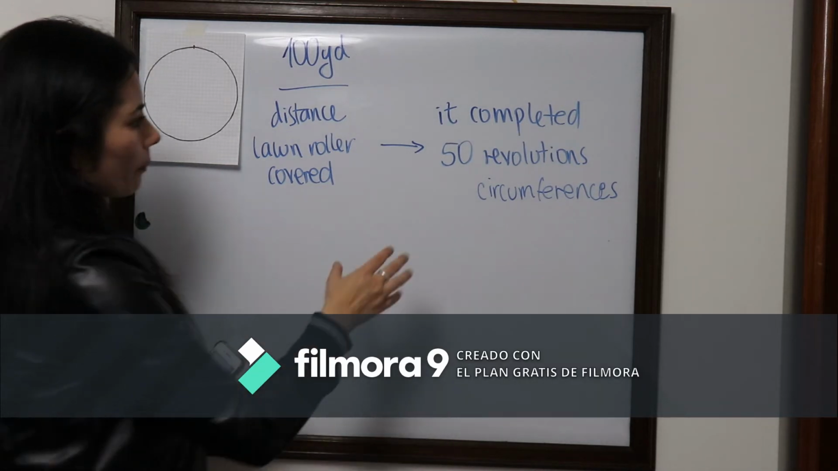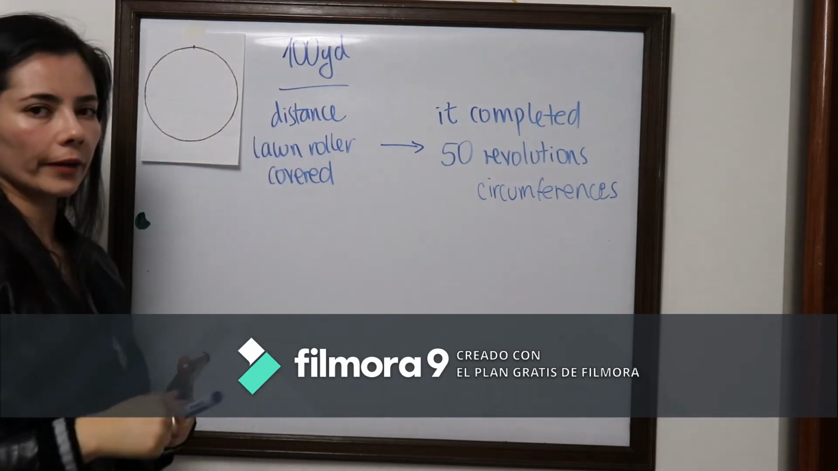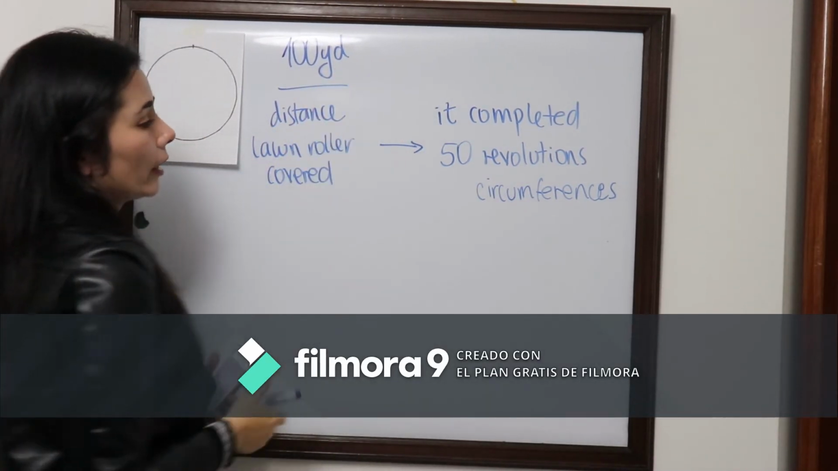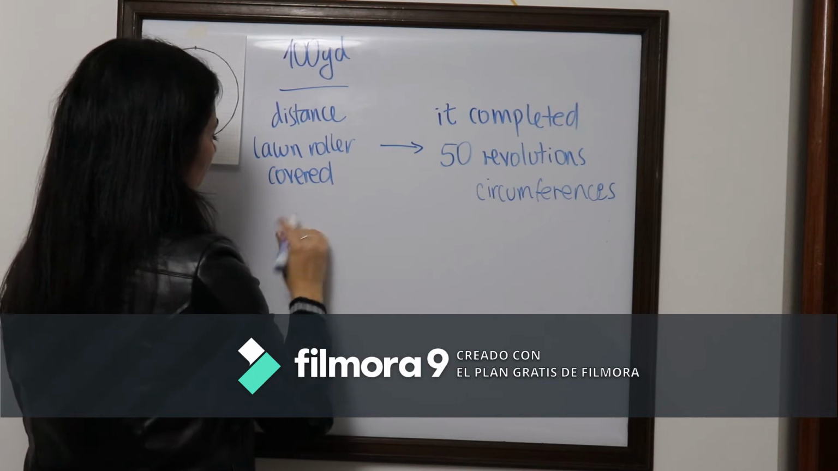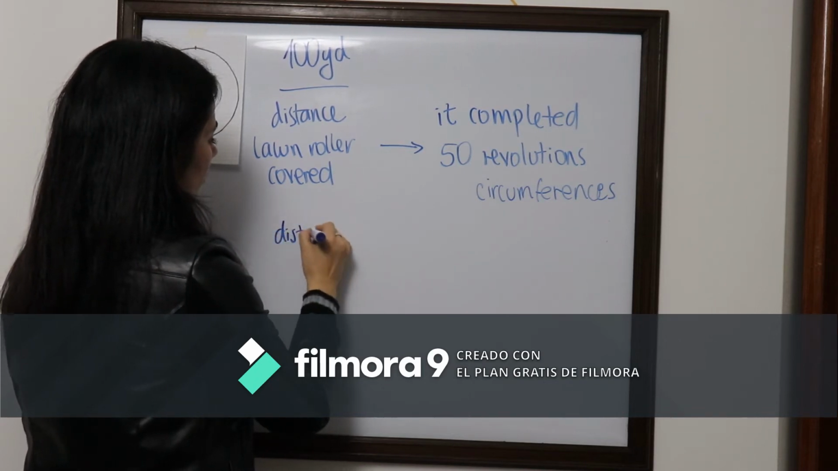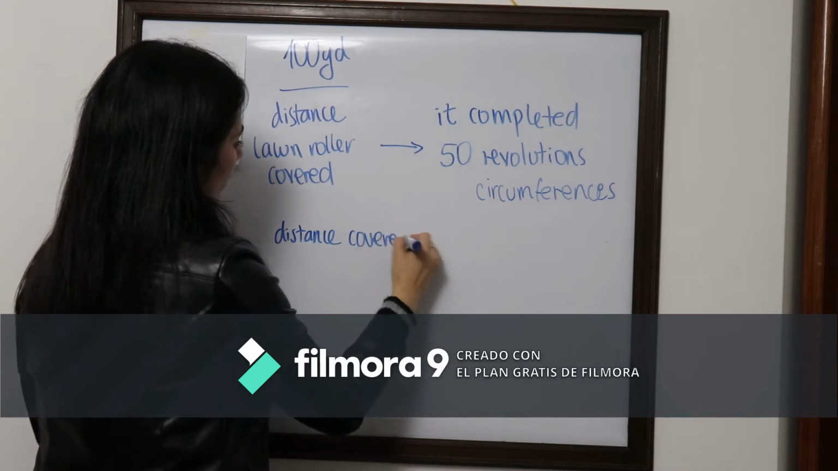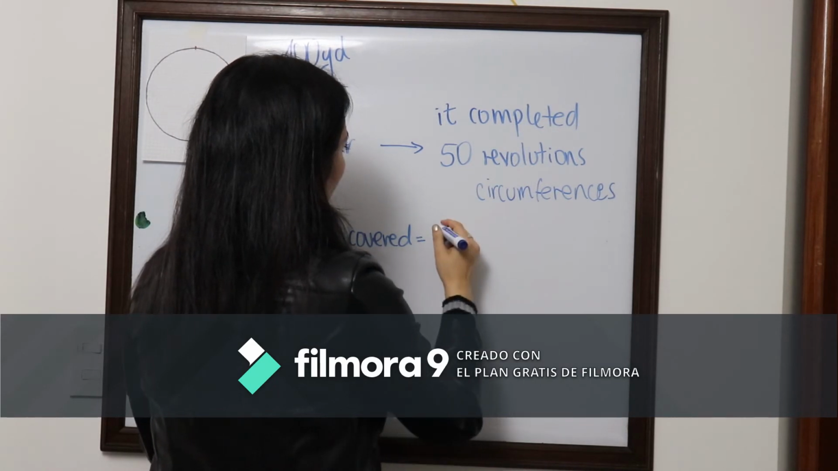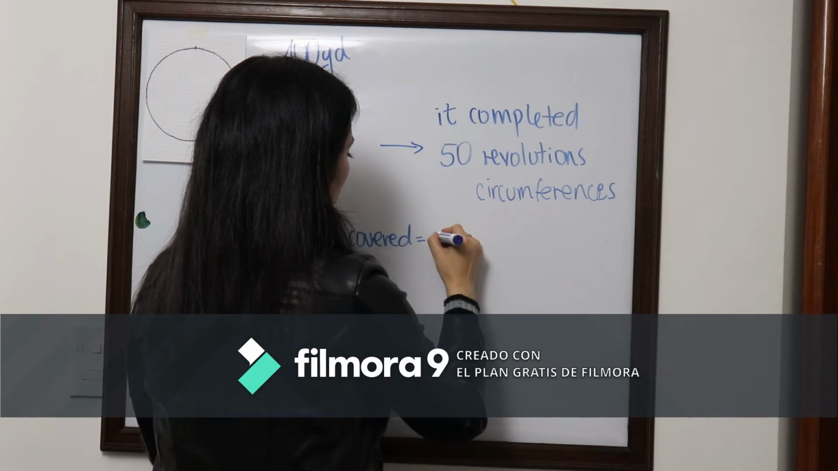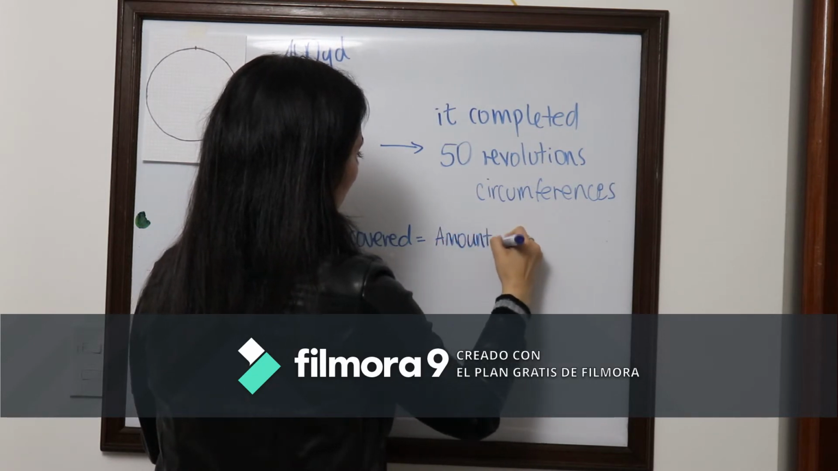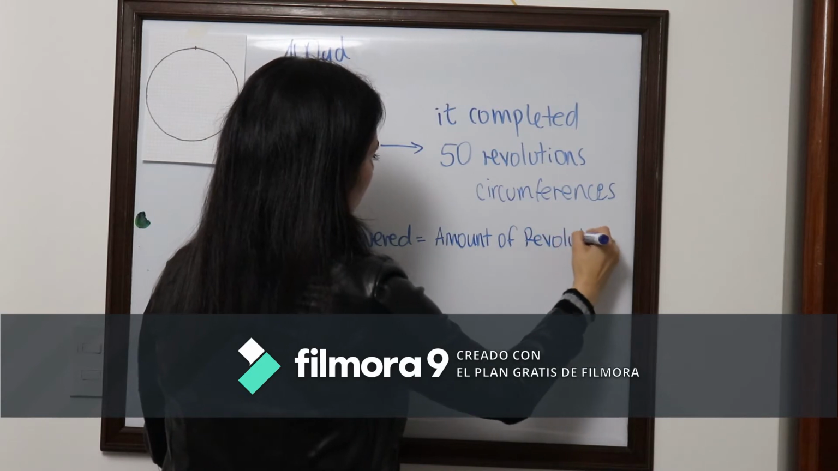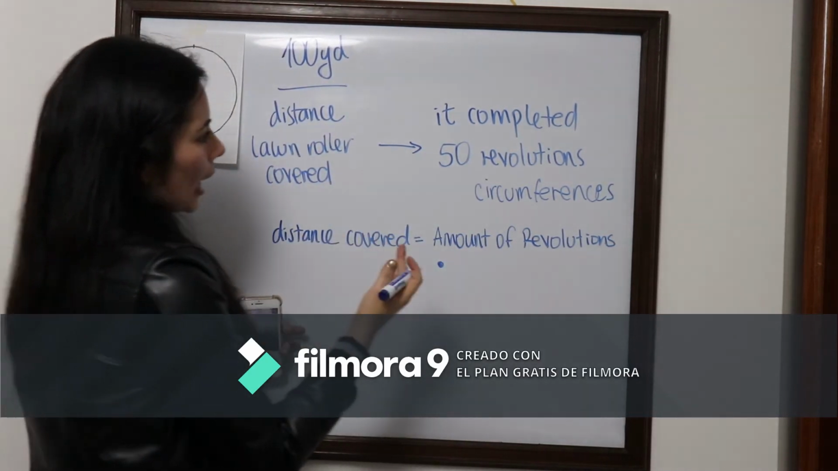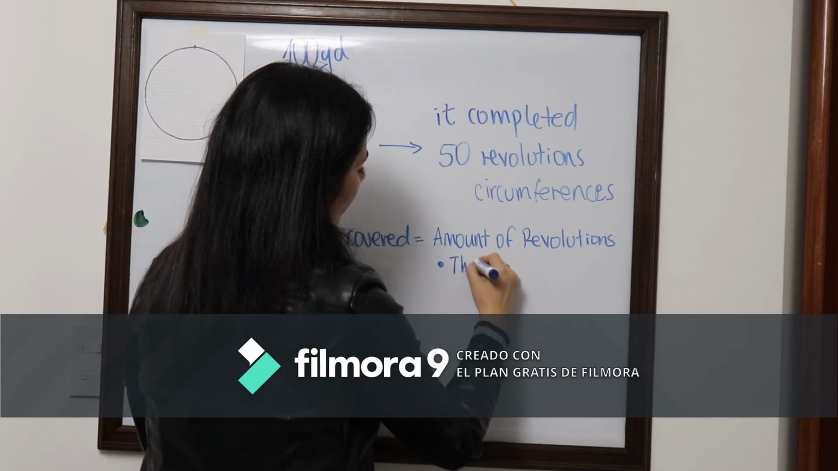So what we need to think about is, okay, if we are completing 50 circumferences, how are we gonna get the measure of the circumference? Well, that is pretty easy, right? Because if I have 50 circumferences and I covered 100 yards, well, the distance covered is nothing but actually the multiplication between the amount of revolutions times the measure of the circumference.